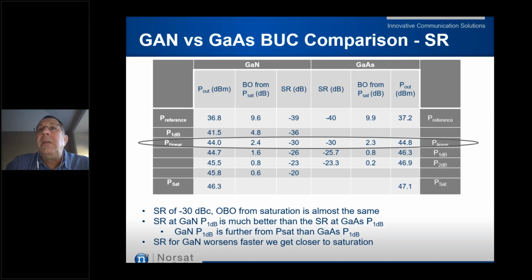So for example, at 0.2 dB backed off from saturation, we're getting 23 dB spectral regrowth on the GaAs and about 23 on the GaN, but the back off is more on the GaN.